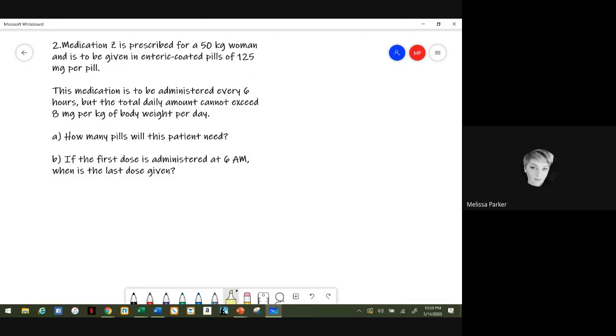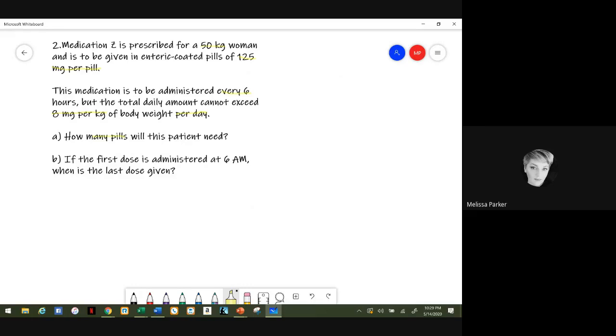Okay, so number 2 says medication Z is prescribed. The woman weighs 50 kilograms, and the patient needs to get enteric-coated pills of 125 milligrams per pill. The medication is to be administered every 6 hours, but the total daily amount cannot exceed 8 milligrams per kilogram per day. So how many pills will the patient need?